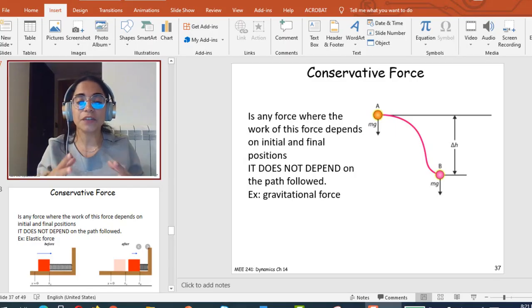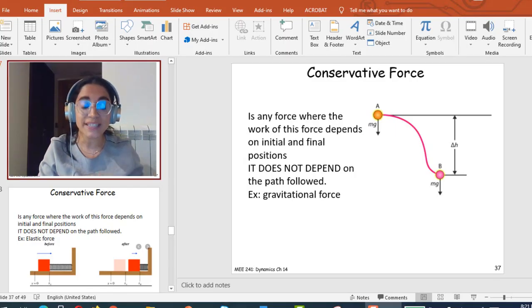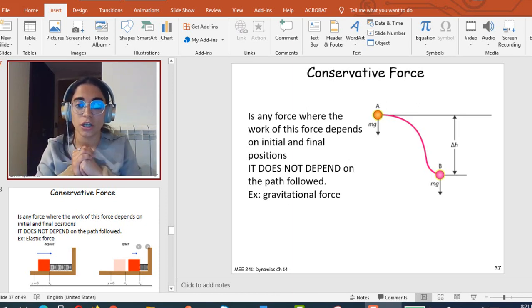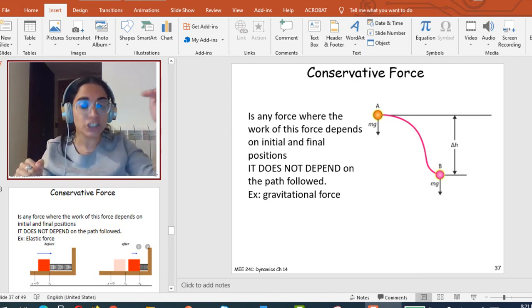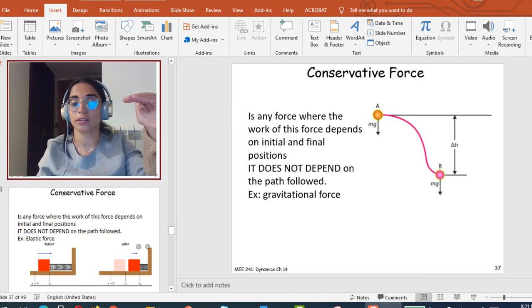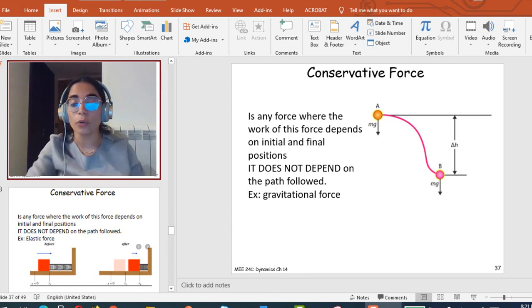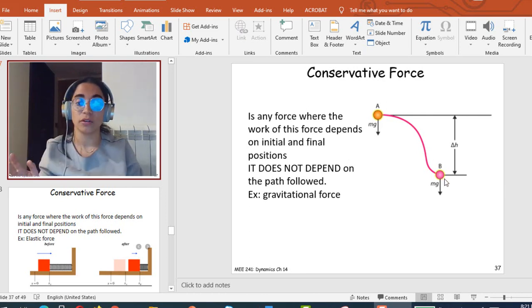Welcome back, guys. In this video, we're going to talk about conservative force as well as conservation of mechanical energy. So first of all, what is a conservative force? In fact, a conservative force is any force where the work done by this force depends only on initial and final positions. It doesn't depend on the path followed from the initial to the final position.